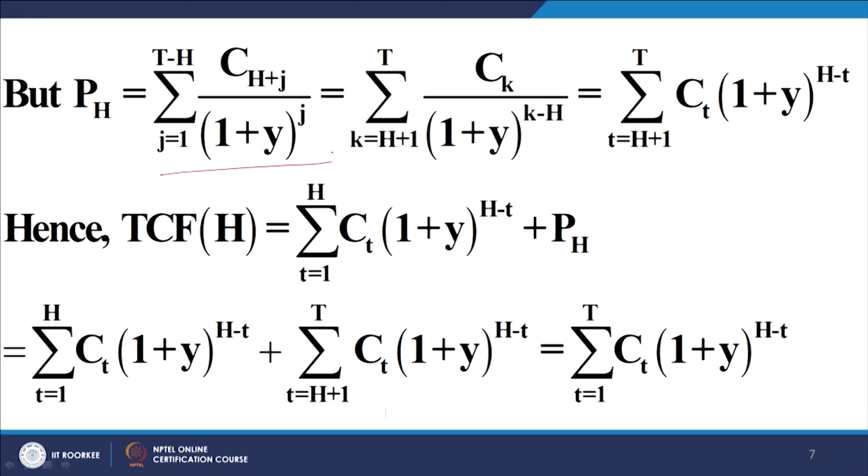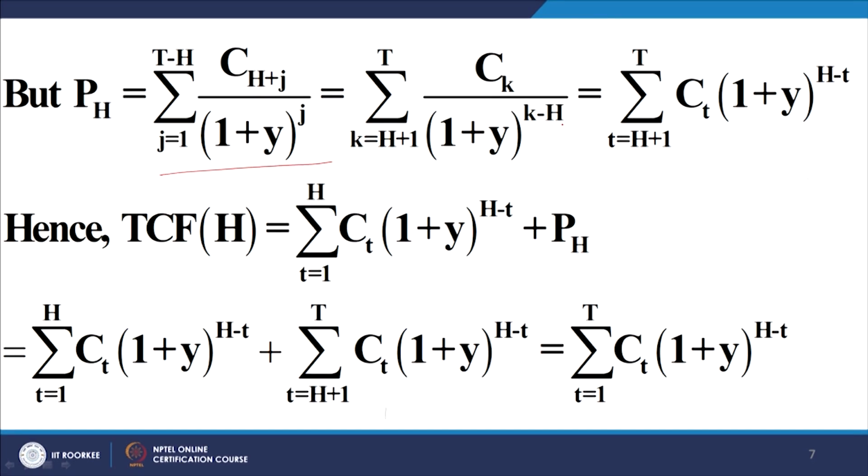Now, we simply redefine the index of summation. Instead of j equal to 1 to T minus h, we use k, and what is the definition of k? k is equal to h plus j. We restate this expression in terms of a new summation index k, where k is equal to h plus j. So, obviously, k would be summed up from h plus 1 to capital T, and obviously, C_{h+j} would be C_k, and (1+y) to the power j would be (1+y) to the power k minus h, and that is why we write here k minus h.